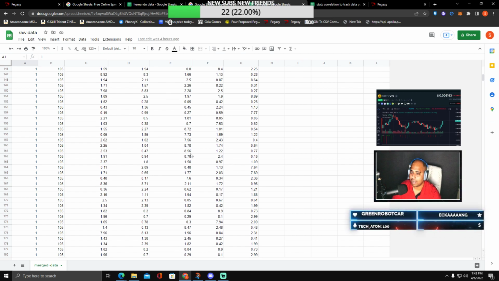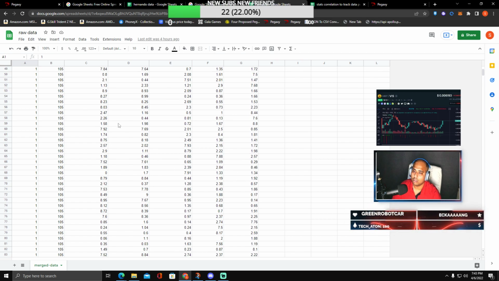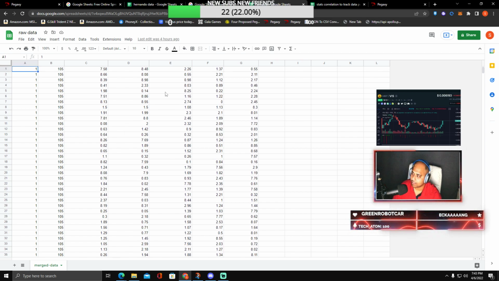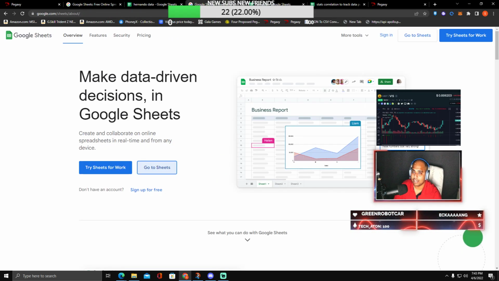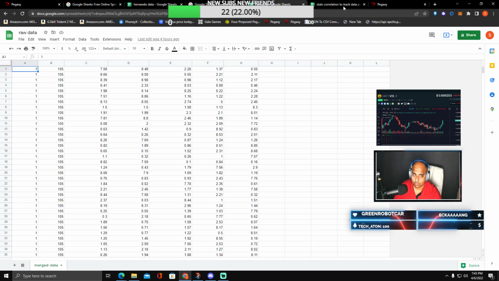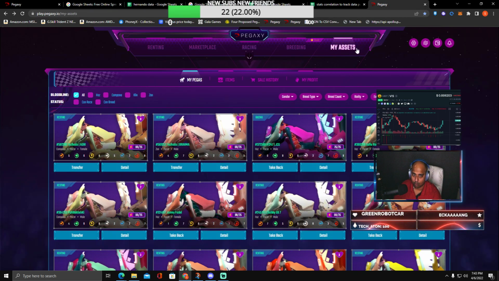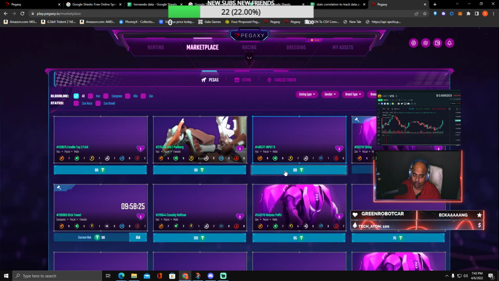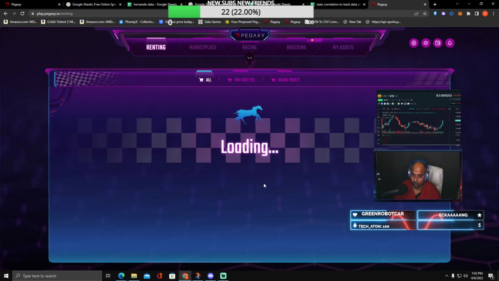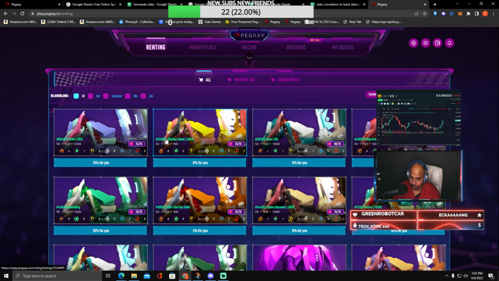Basically, I was shared an API where I could pull data of every race that happened, which Pega was raced. Now, if you do not want to do it like that, you can find API data by going out here, going to the marketplace, and then going for renting. You see that Pega number, and you can pull out API data from that Pega number. And you will understand this whole factor behind it.